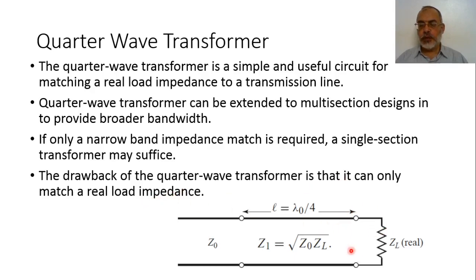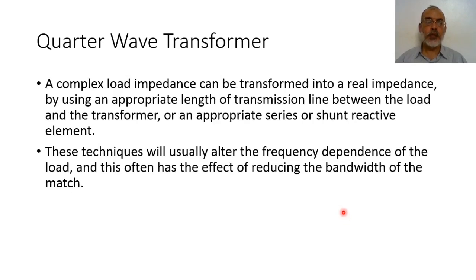So, if the load impedance is not real, we must make it real. This can be done by adding a shunt susceptance or a series reactance, or adding another transmission line section such that the input impedance after this transmission line section is converted to a pure real value. Maybe it will not be Z naught, but this would be a completely real value. That's what we are seeing here.